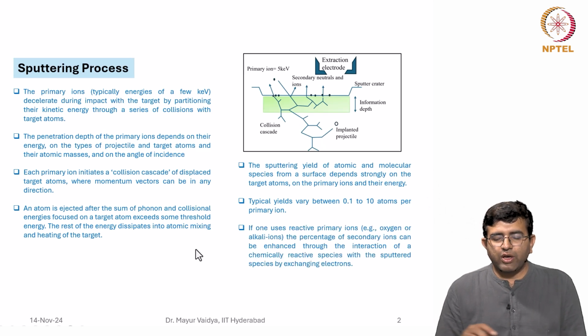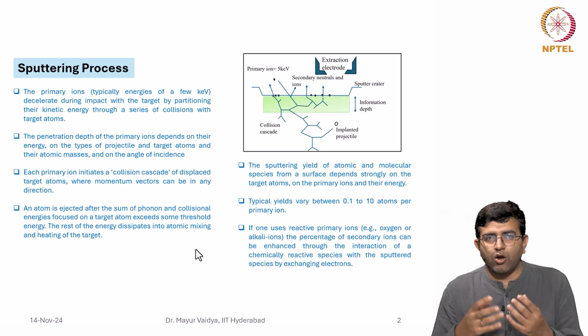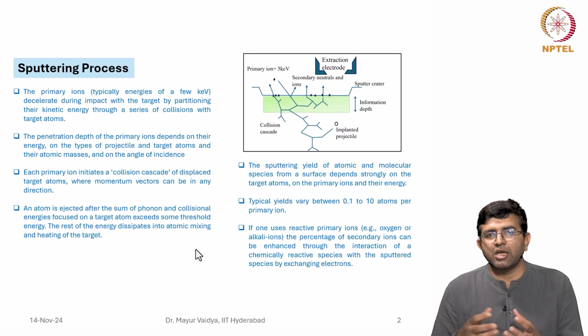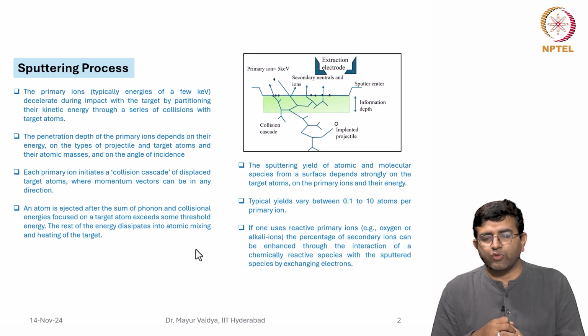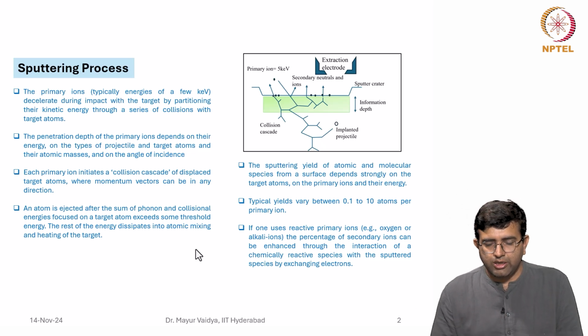If one uses reactive primary ions like oxygen or alkali metals, then the yield is enhanced because of the interaction of the chemically reactive species with the sputtered species.